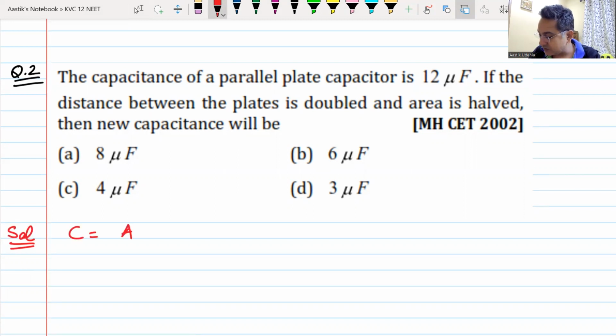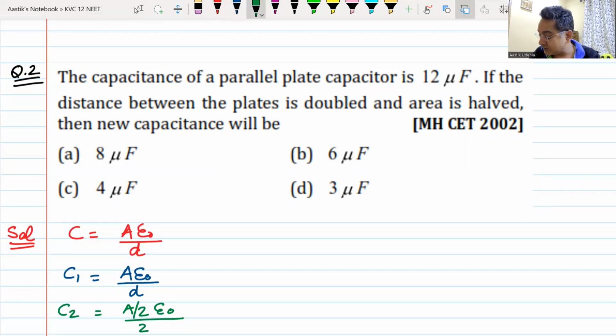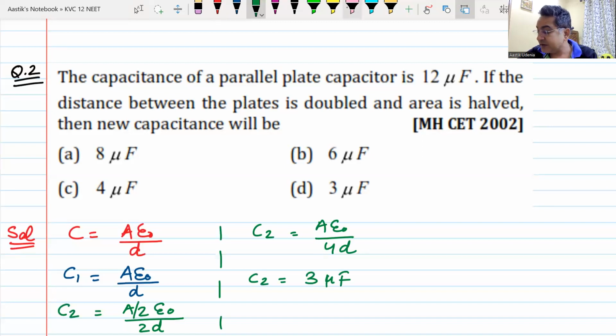Capacitance is epsilon naught A by D. In the first case, if I call the capacitance C1, area is A, distance is D. In the second case, if I call the capacitance C2, area has become A by 2, distance has become 2 times D. So I can see my capacitance C2 is epsilon naught A by 4D. So it becomes 1 by 4 times. So C2 becomes 3 microfarad, and 3 microfarad is my answer.